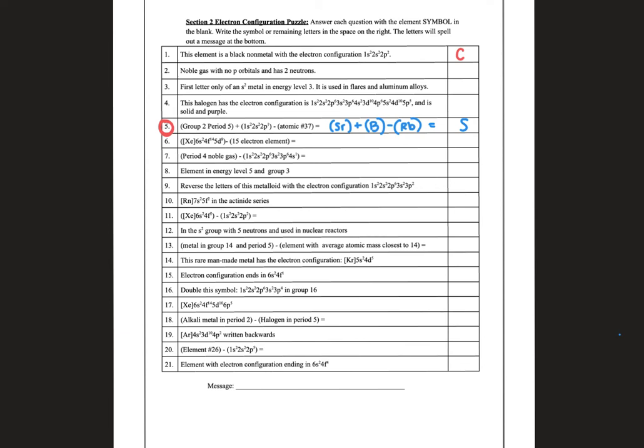Okay, if they tell you to reverse the letters, once you get the symbol, so let's say it was something like He for helium, okay, then you would reverse it to eH. You just flip the order of the letters. I think that only comes up once. So hopefully that helps you figure out all these clues to get a secret message that makes sense.